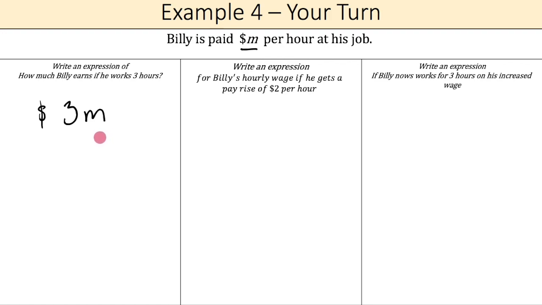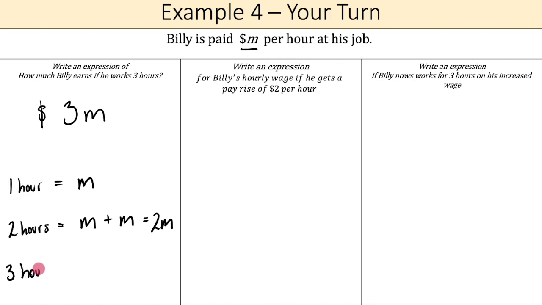Now, if we want to take it a bit slower, we could say, all right, if he's going to work 1 hour, we know that he is going to earn $M. If he works 2 hours, well, that means that he's going to earn $M for the first hour, and then $M for the second hour, which is 2M altogether. So finally, if he's going to work 3 hours, that is the same as M plus M plus M. So an M for each hour, which is going to be 3M.